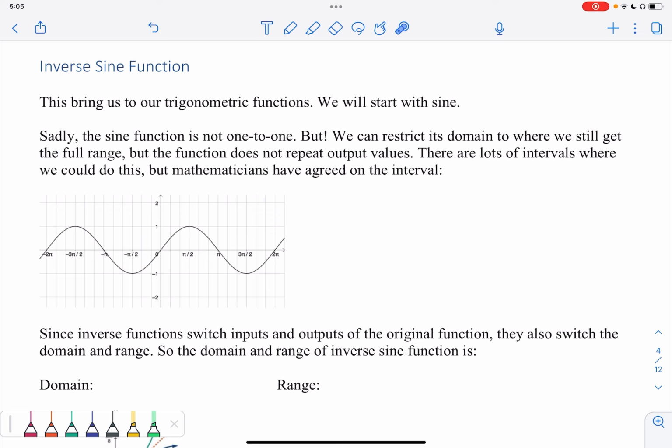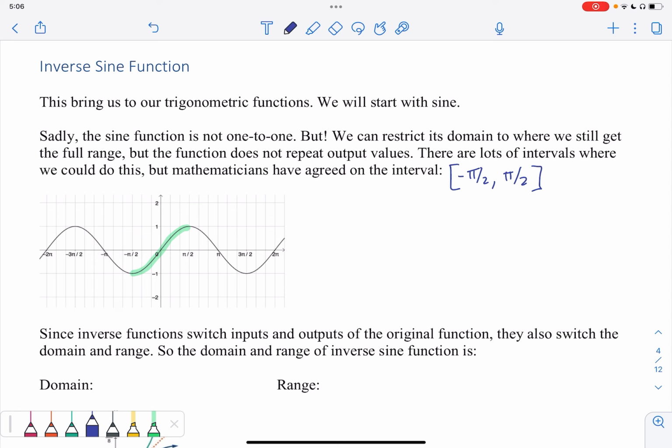So there are lots of intervals where this could happen, right? Like I could do that, say, on this interval, pi over 2 to 3 pi over 2, or negative pi over 2 to pi over 2, right? You could think about where on the function we could get the full range over lots of different intervals of x values. But mathematicians all got together one day and decided that they would use negative pi over 2 to pi over 2. And it's nice because it includes the origin. So negative pi over 2 to pi over 2. So that's how we're going to restrict the sine function.